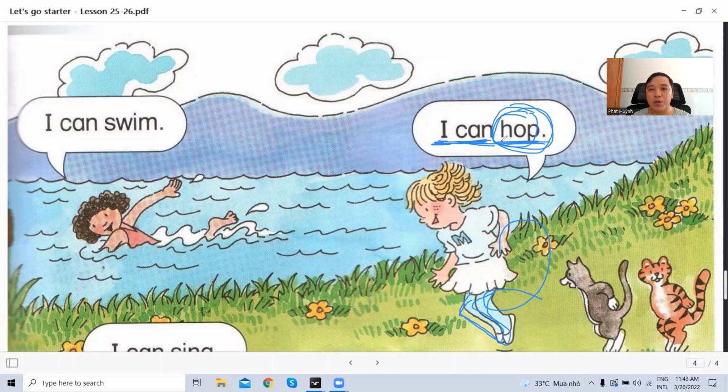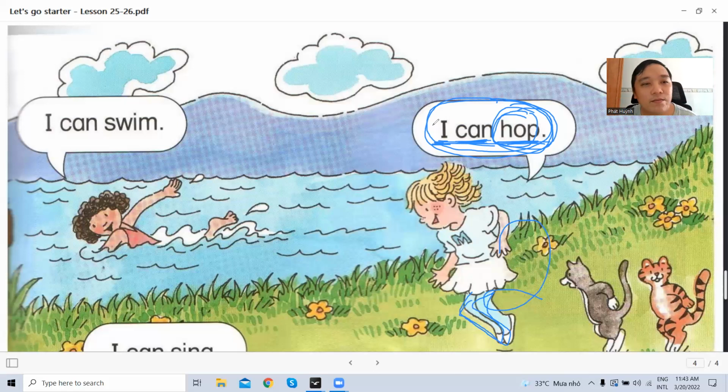I can hop. What is I can hop? Vậy thì I can hop là gì? Ghép lại ba từ này chúng ta được có nghĩa là gì? I can hop. That's right. I can hop có nghĩa là tôi có thể nhún nhảy, tôi có thể nhún. Okay, I can hop.